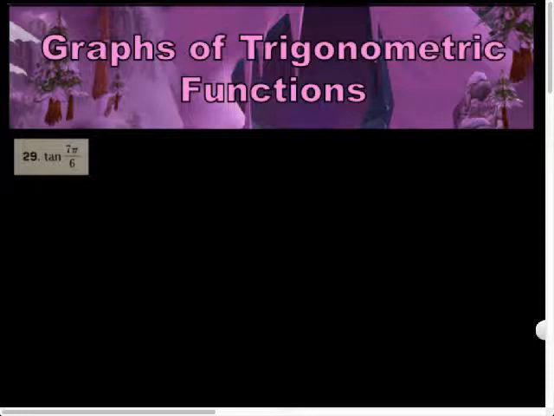Looking at page 348 on our homework, we're starting with problem 29. They asked us to evaluate this expression. So they want us to figure out what tan of 7 pi over 6 is. Now notice that 7 pi over 6 does not have a degree symbol attached to it.